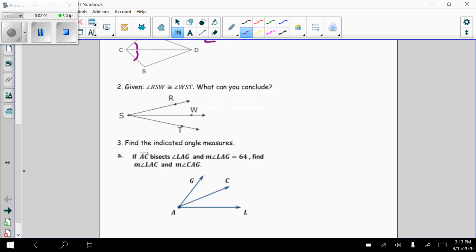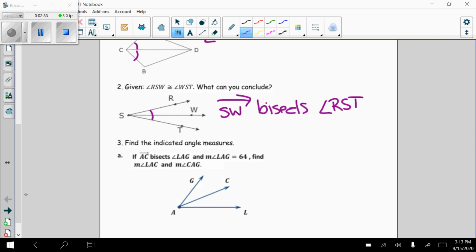Number 2, given angle RSW is congruent to angle WST, so again, I'm going to put the marks. What can you conclude? If angle RSW and angle WST are congruent, that means that ray SW bisects angle RST. Or you can say that ray SW is an angle bisector of angle RST. That's what we can conclude.